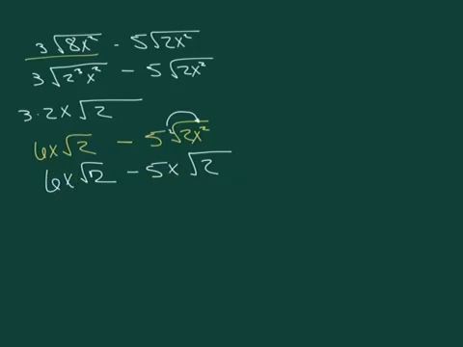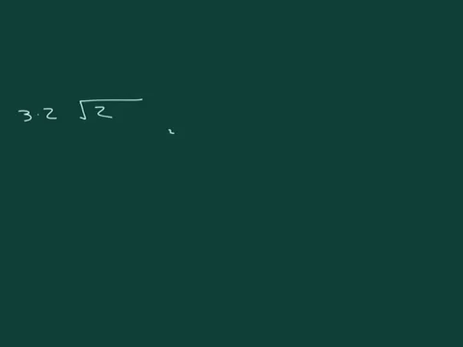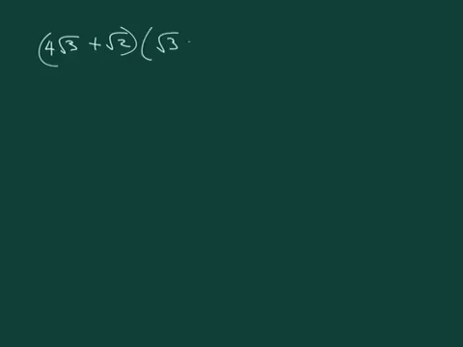Alright, let's look at part B, and then I think we're about done with this lesson, and you can kind of get on with your life. See if I can erase some of this stuff. Alright, so let's put B up here. 4 square root of 3 plus square root of 2 times square root of 3 minus 5 square root of 2.